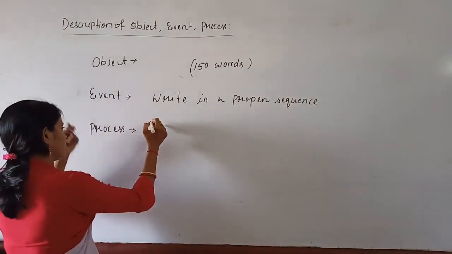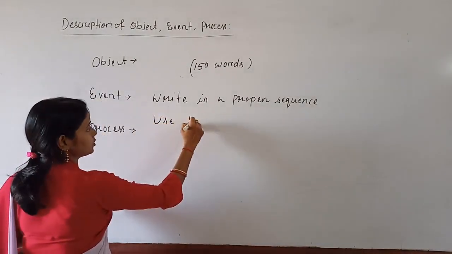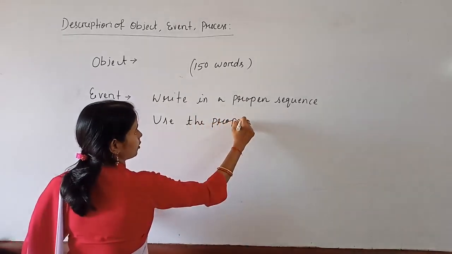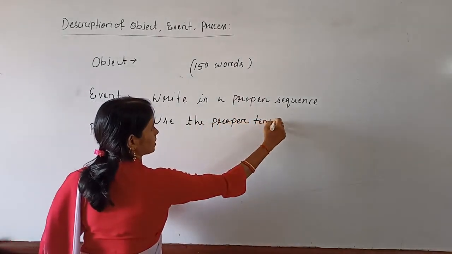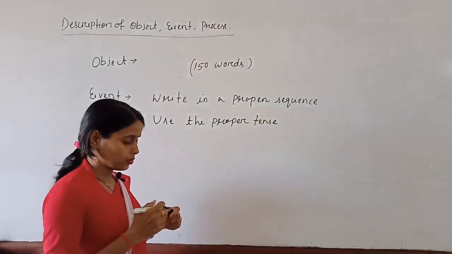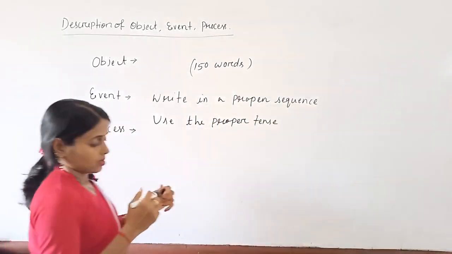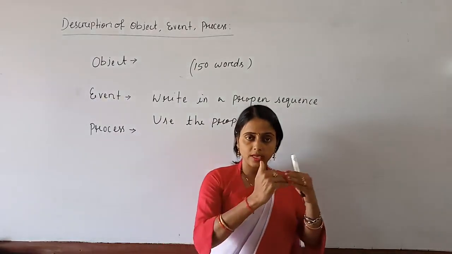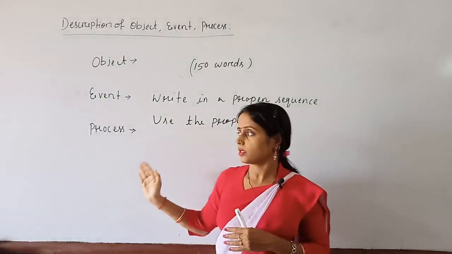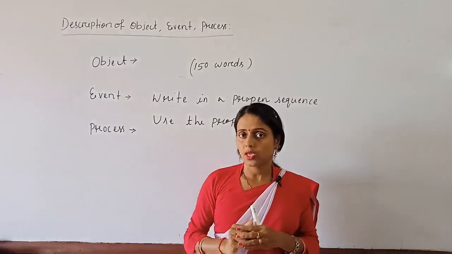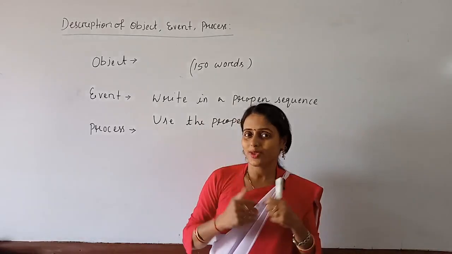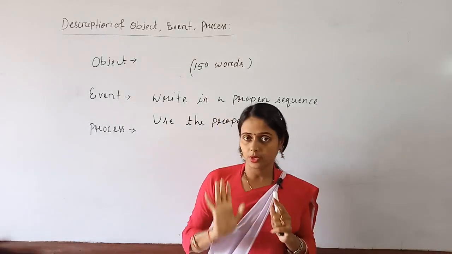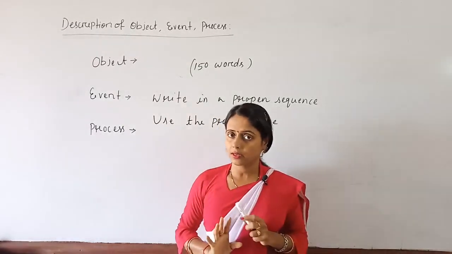Second thing is you have to use the proper tense. Use the proper tense to make the sentence error free. Understood? And in process, you have to write down the proper steps in a proper manner so that by reading, or suppose I have written how to make a pot of rice, okay, means after reading this one you should be able to cook a pot of rice. Understood? That one I will write down one or two so that you can understand in a better way.